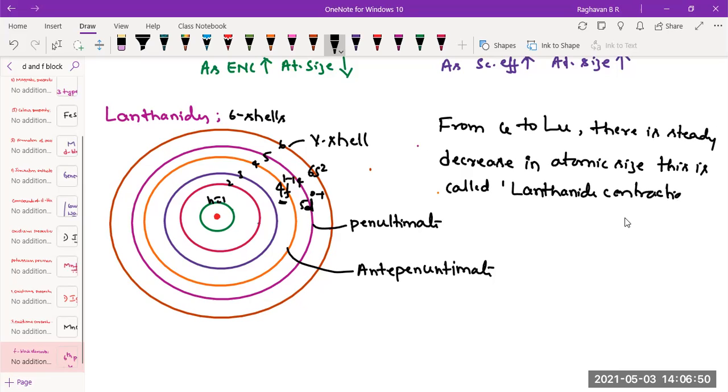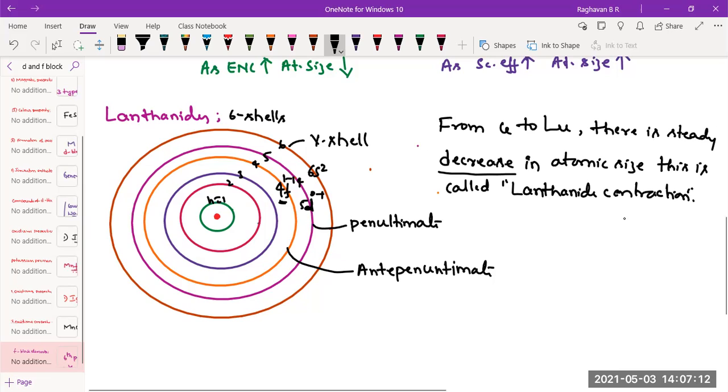So what was expected actually? Atomic size must increase or at least remain the same, if the increase in effective nuclear charge balances the increase in shielding effect. But what is happening? On the other hand, atomic size decreases. So the total decrease in atomic size from cerium to lutetium is called lanthanide contraction.